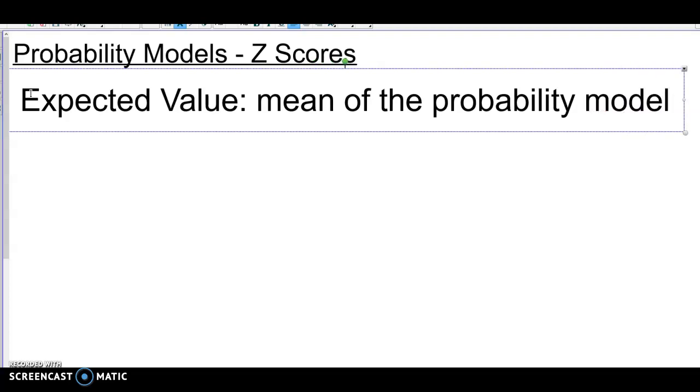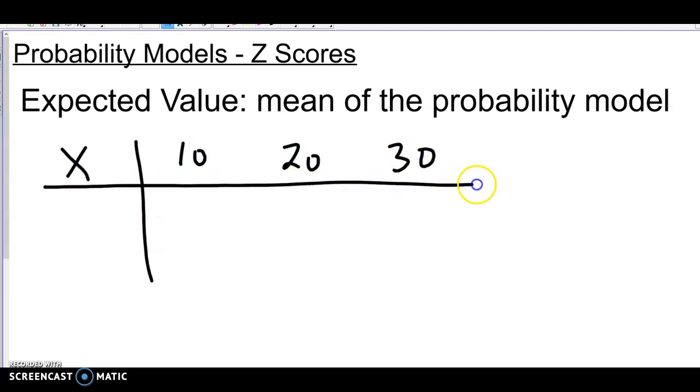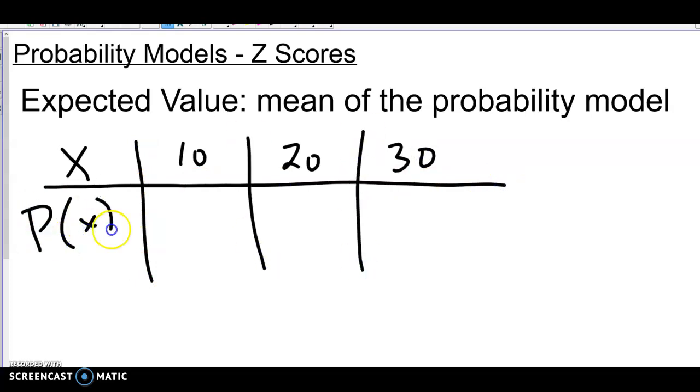It's very, very simple to calculate. I'm just going to go right into an actual example with this. Bear with me as I am doing this on my touch screen. So we're going to have a table here, if it'll let me. I'm going to have X, so I'm going to have 10, 20, and 30. And then my probability of getting a 10 is going to be 0.5. My probability of getting a 20 is 0.3. Probability of a 30 is 0.2.